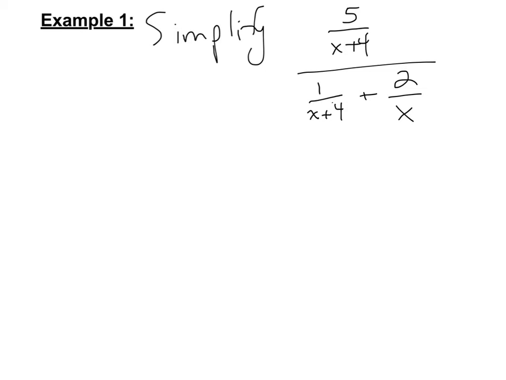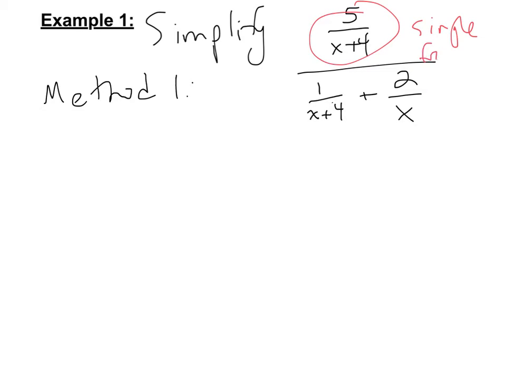Alright, so let's take a look at this first example. Notice in the numerator we have fraction 5 over x plus 4, and in the denominator we have two fractions, 1 over x plus 4 and 2 over x. So for this example, we're going to follow method 1. And for method 1, it says that we want to get a single fraction in both the numerator and denominator. Notice that the numerator already has a single fraction, and the denominator has two fractions. So therefore, we want to be able to combine those two fractions in the denominator to get a new denominator that's just one fraction. So I'm going to take these and make them a separate problem.